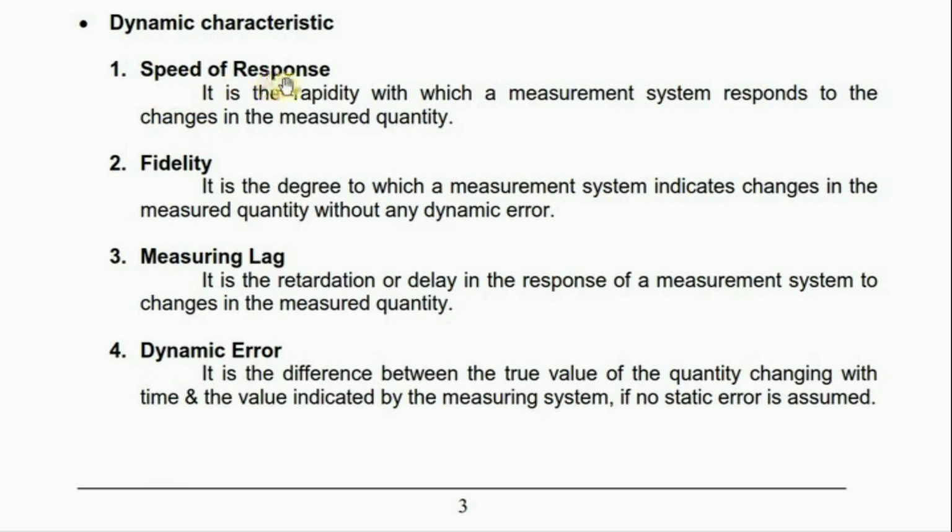As seen here, the first one is speed of response. What is it? It is the rapidity with which a measurement system responds to changes in the measured quantity. The speed of response for a good instrument should be very quick, or as high as possible. Suppose a quantity is continuously changing with respect to time, and you are measuring it with an instrument; that instrument should immediately show the changes that have occurred in the actual parameter.